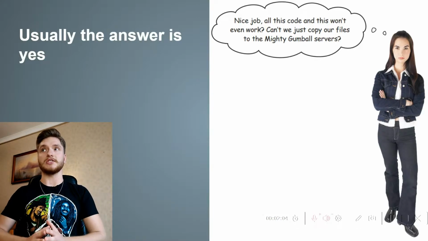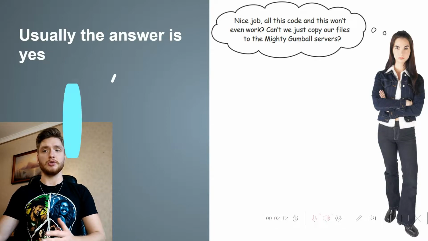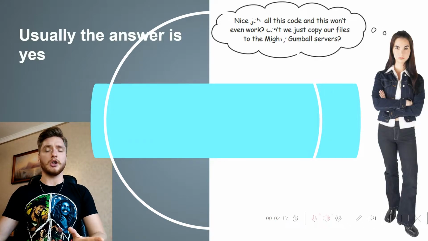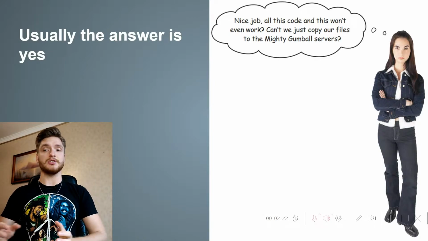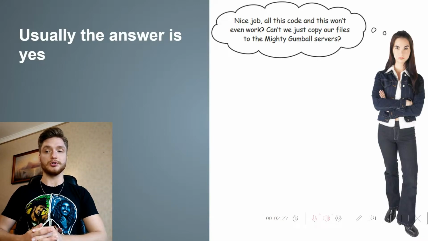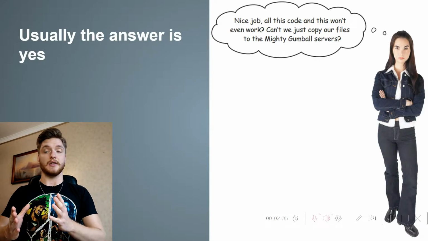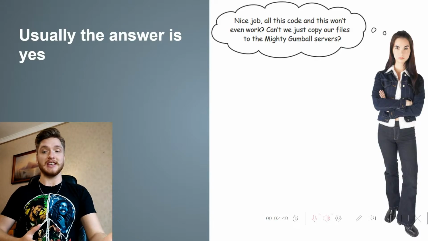Nice job, all this code and it won't even work. Can't we just copy our files to the Multi-Jumble servers? Usually the answer is yes. Say you were a developer working on the code for Multi-Jumble. Then you typically have access to their servers or to people who could deploy files to the servers for you, and you could place all your files there and avoid any cross-domain issues.